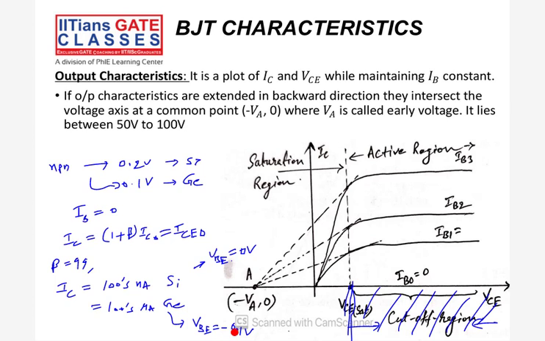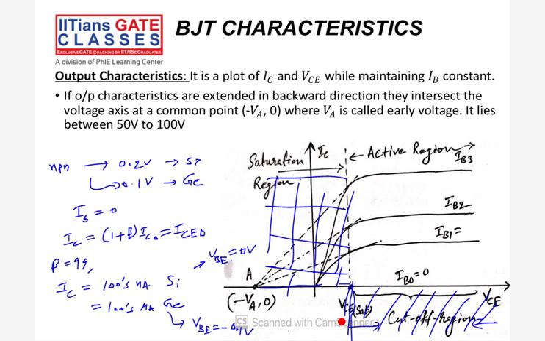Next is the saturation region. The region of the graph which lies above IB equal to 0 and to the left of VCE saturation, means this region, up to here only. Above IB and left of VCE saturation, this region is the saturation region.